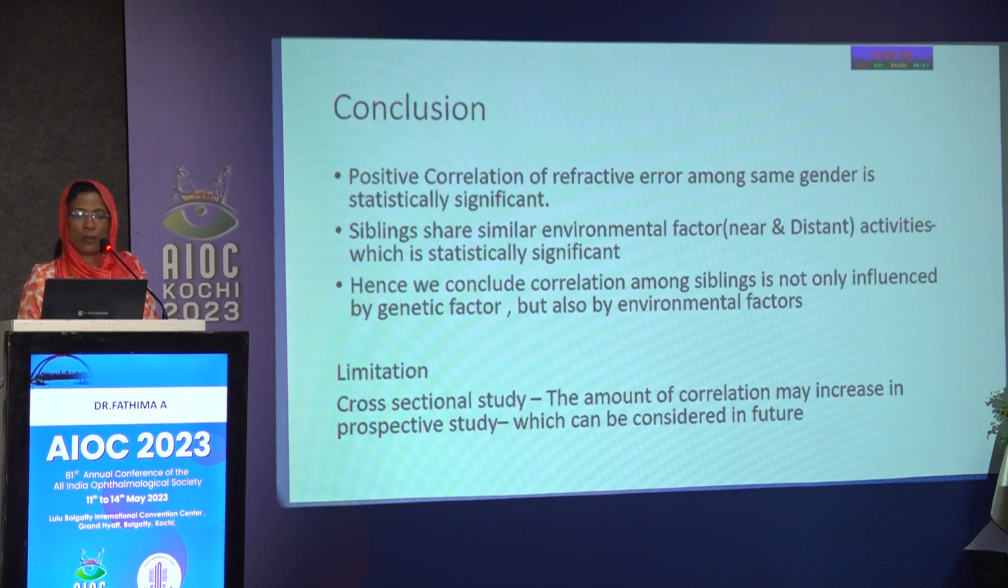Hence, we conclude that correlation of refractive error among siblings is influenced not only by genetic factors, but also by environmental factors. Limitation of the study is that it is a cross-sectional study. The amount of correlation, the percentage, may increase in a prospective study, which can be considered in future. Thank you.